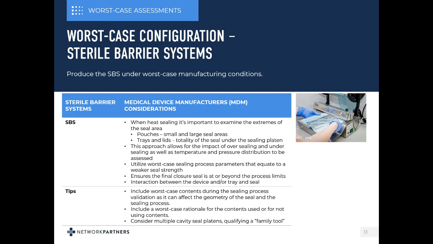And then also if you have multiple tools, like a rotary sealer or shuttle sealer, let's say, consider multiple cavity seal platens qualifying a family of tools. Again, this goes back to resources. As packaging engineers we're typically under time constraints and money constraints. So we're not going to test everything in the world, but we want to make sure we have the appropriate assessment to select maybe 1 or 2 tools to test.